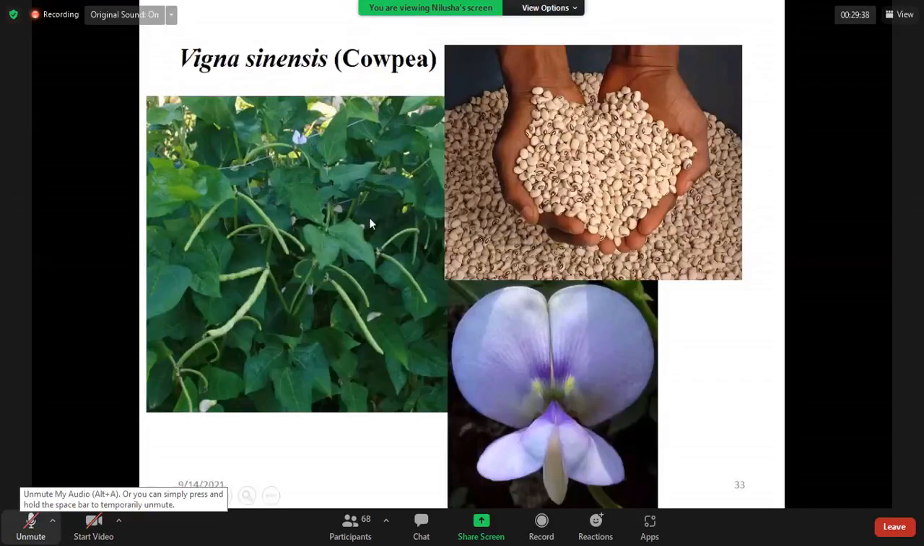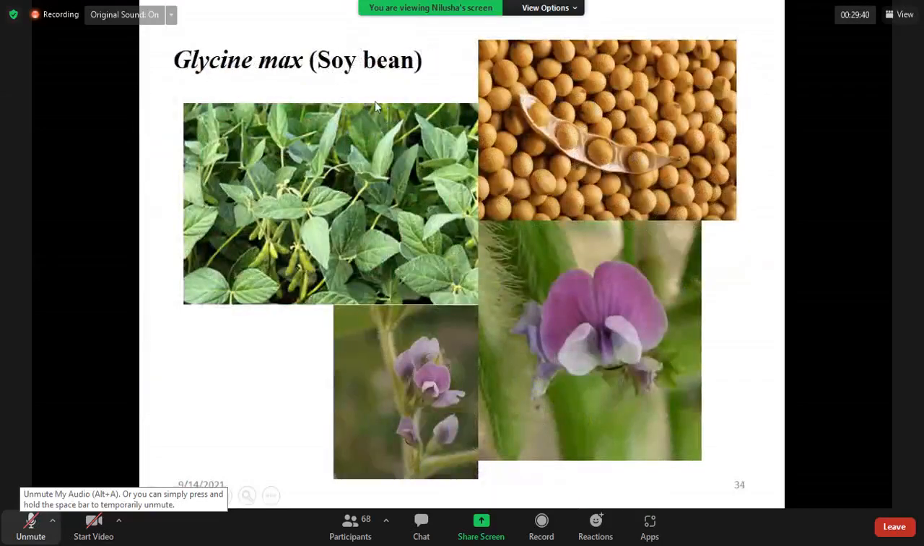Next, we will see about the soya bean. The botanical name of soya bean is Glycine max. This is the pod and flower, and here you can see the pod. You can differentiate this pod from green gram and black gram, because this pod contains a small number of seeds compared to green gram and black gram.